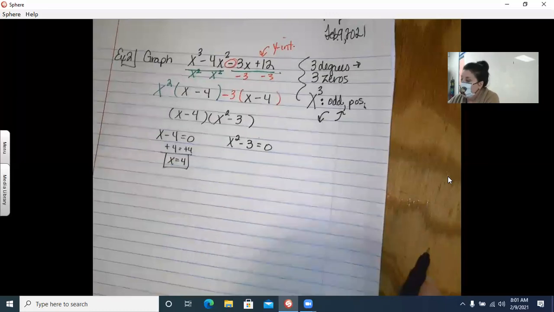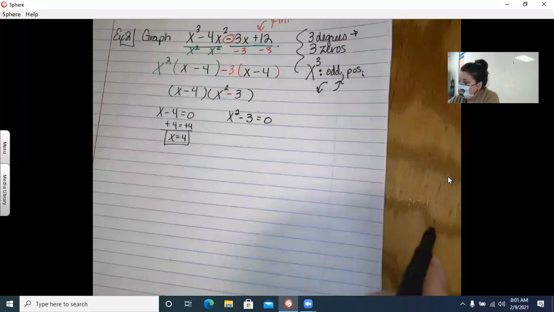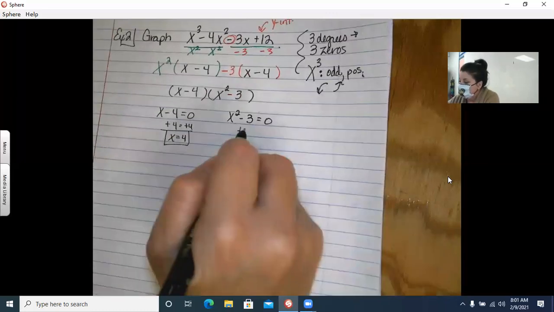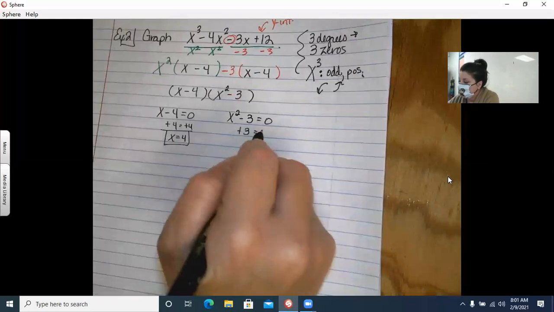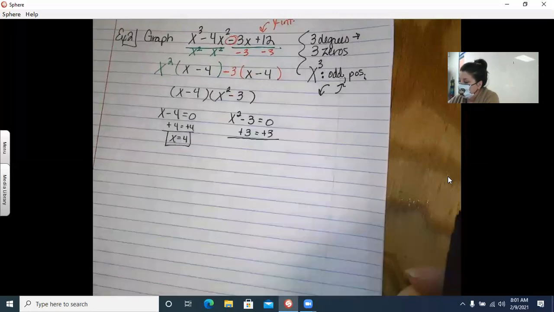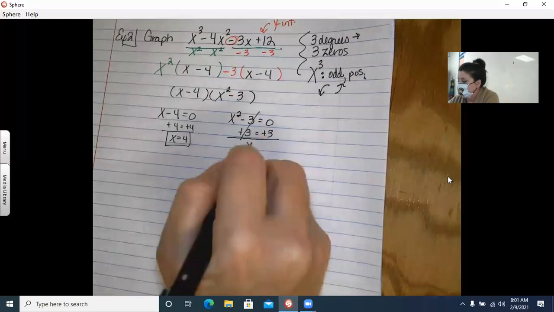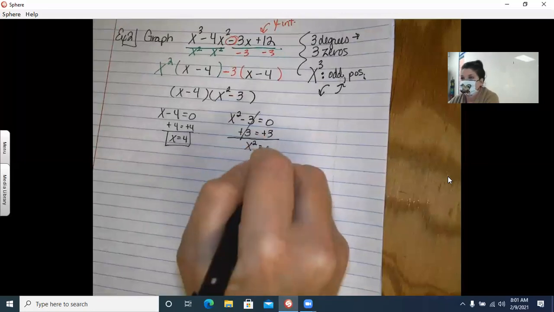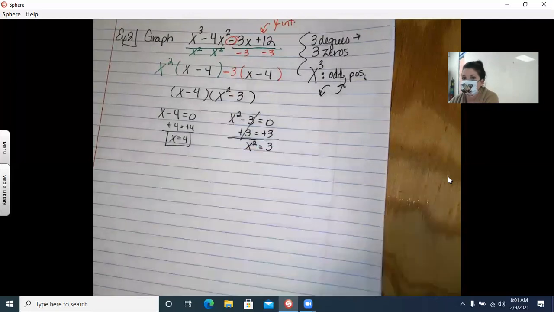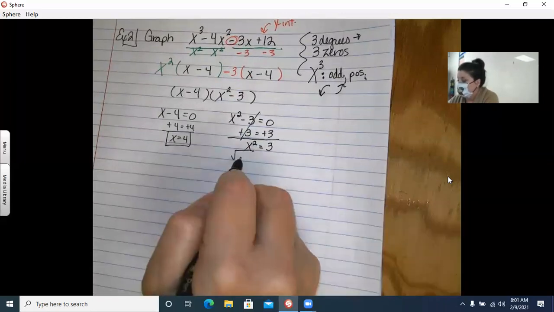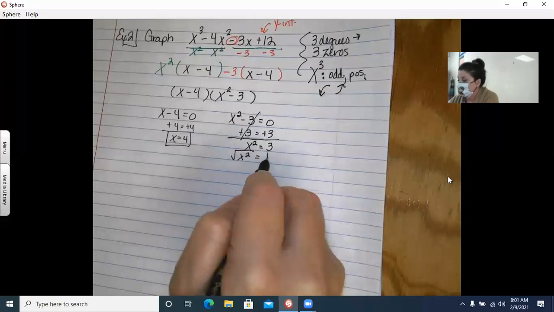The other one will have to do a little bit more work. First, we'll isolate the x squared by adding 3 to both sides. So negative 3 plus 3 is 0. Bring down your x squared. Bring down your equal sign. 0 plus 3 is 3. Is that my answer, 3? No. I've solved for x squared. I need to solve for x. What do I do? Take the square root of x squared, and the positive and negative square root of 3.